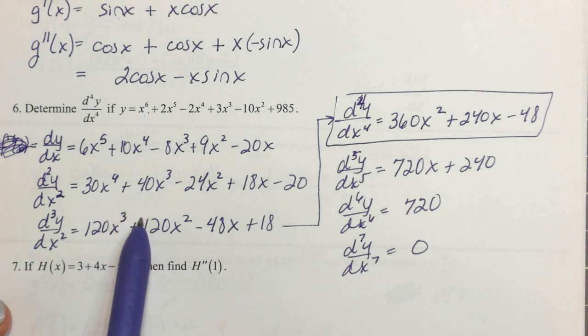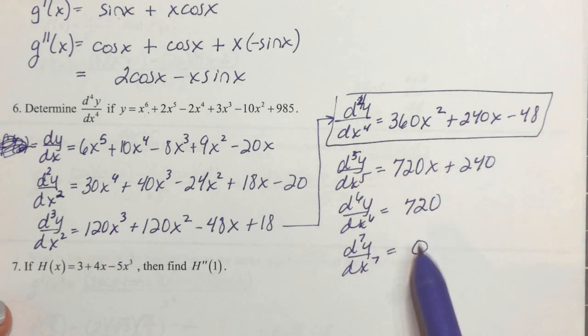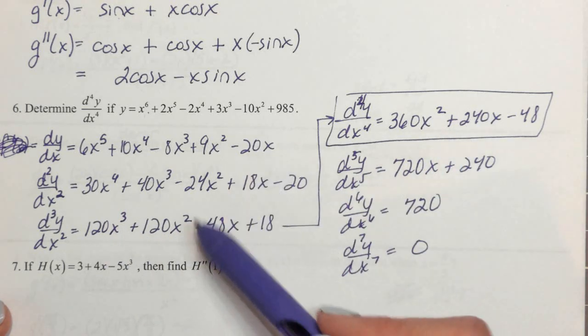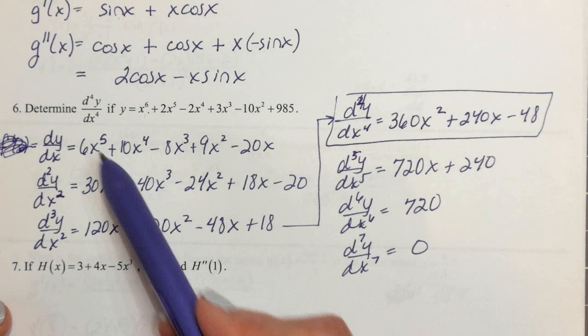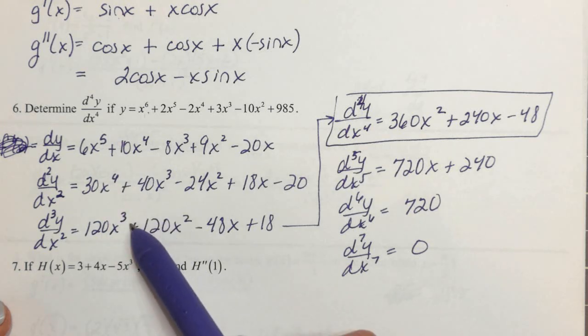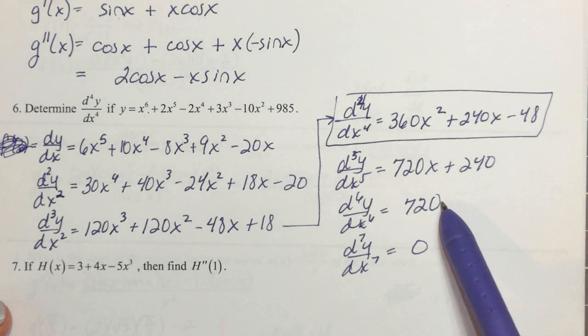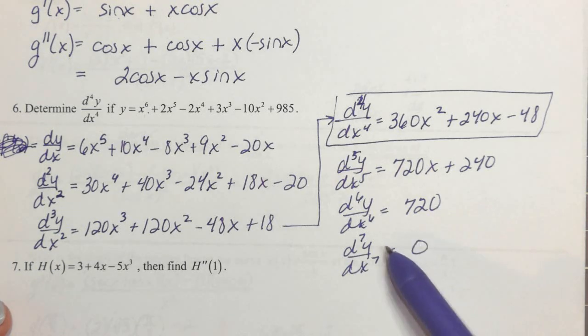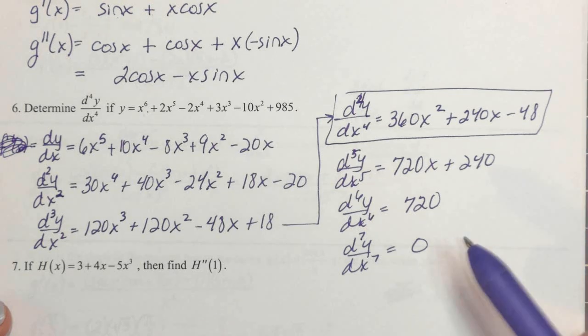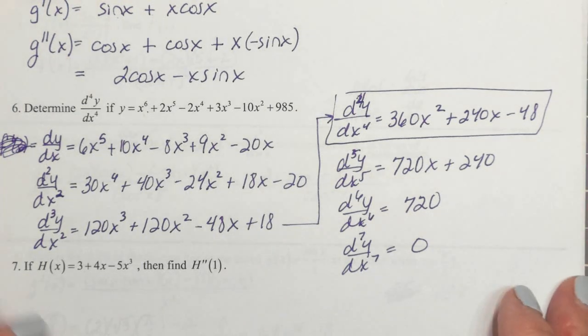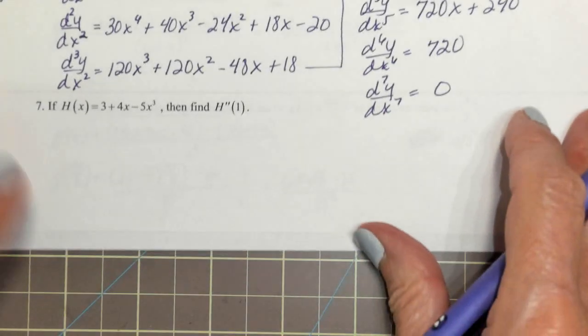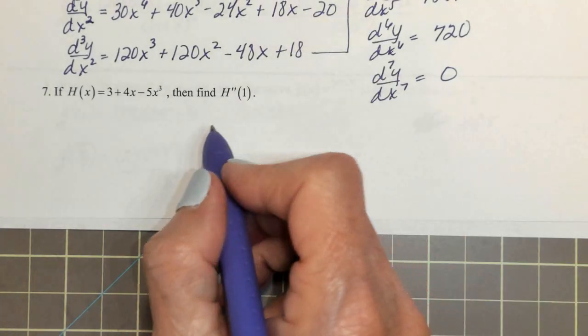And look at what happened as we went down. Okay, each derivative decreased the power by 1. So by the time we got to the sixth derivative, the power was 0, and the seventh derivative was 0. Okay, let's do this one, and then we'll call it a day.